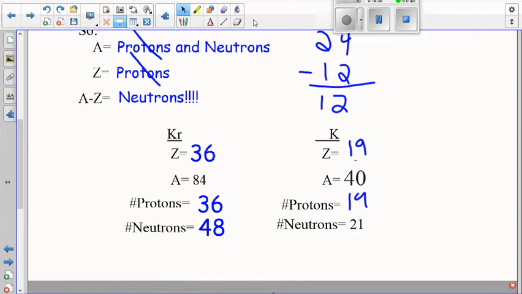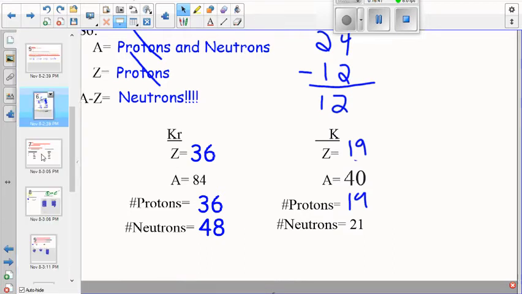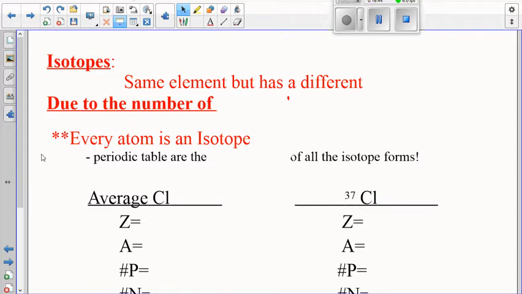So that brings us into our very next piece of information, and that is about isotopes. An isotope is when you have the same element, but it has a different atomic mass. So you have two atoms of the same element, but they have a different atomic mass. As we just realized, the only way you can get a different atomic mass is not because the protons change, but because you have a different number of neutrons. And now every atom, by the way, is considered an isotope.